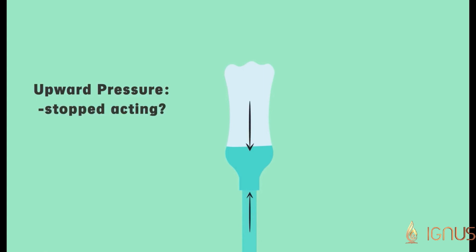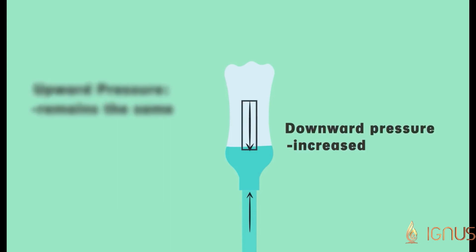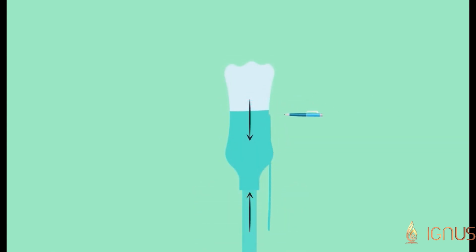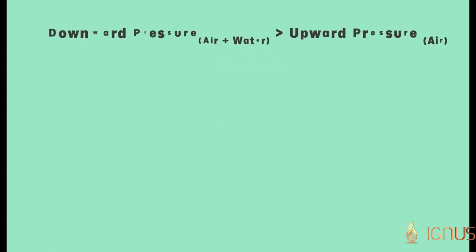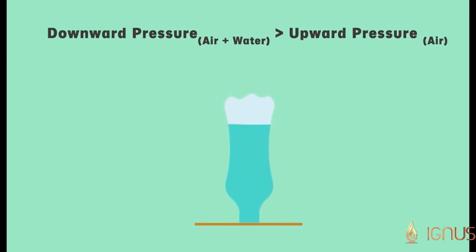Why did the paper fall off? Did the pressure on it stop acting? Or did it reduce in value? No, it didn't. The upward pressure on it by the air remains the same, but the downward pressure increased in its value. When we made holes in the bottle, we allowed the air to flow inside from the top. The air from the top started exerting pressure on the water. The combined pressure of the water and the air from the top could easily overcome the pressure exerted by the air at the bottom. Hence, there is a net force acting on the paper in the downward direction. That is, there is more pressure in the downward direction, and that's why the paper gets detached from the surface.